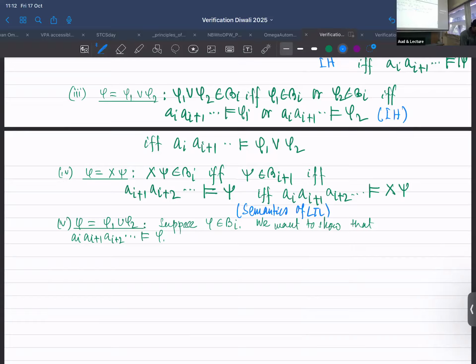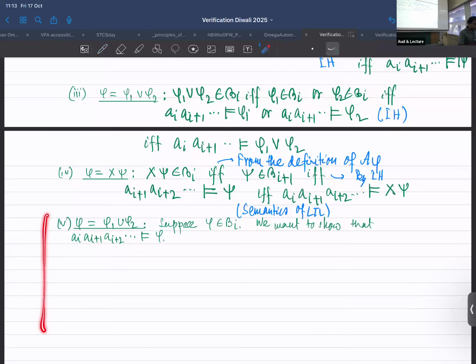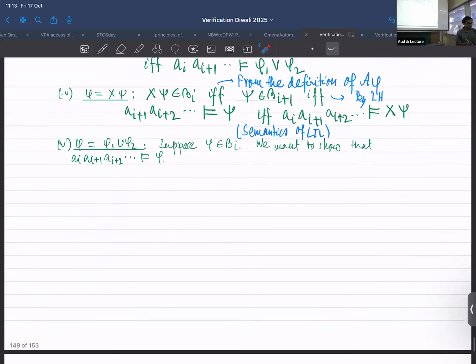Okay, clear? And this 'if' is from the definition of the automaton. Let me just write it in. And this 'if' is by the induction hypothesis. Clear? Okay, then let's stop here, and we'll do this in the next class, and finish this construction.